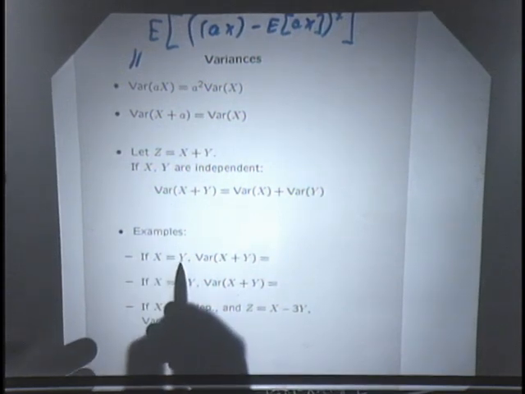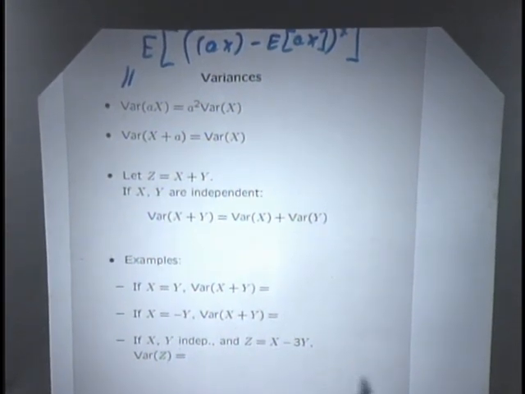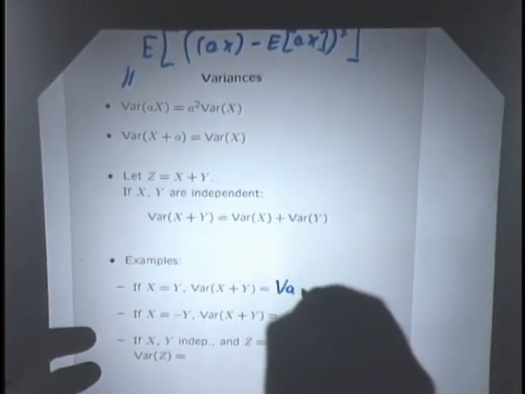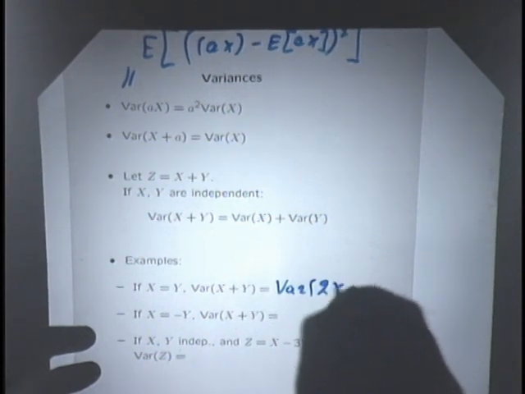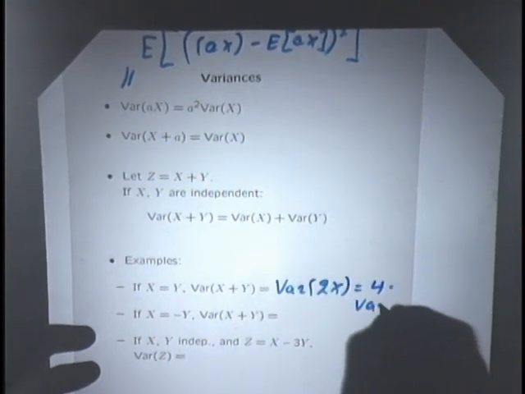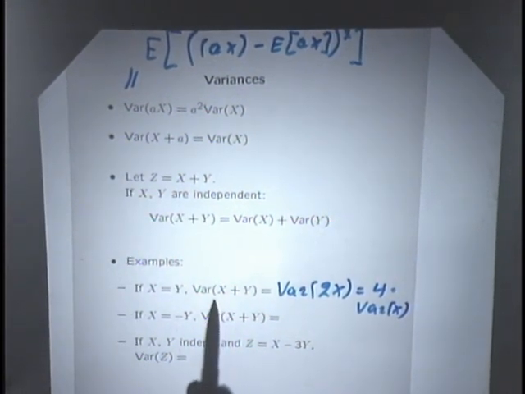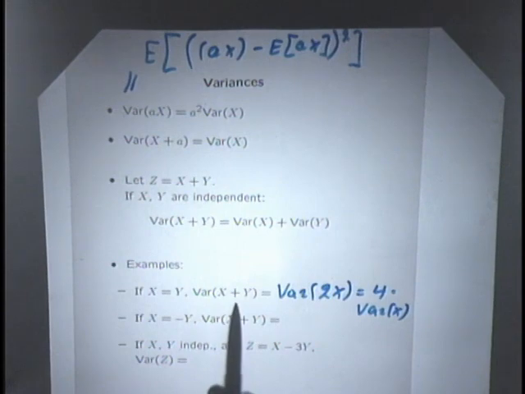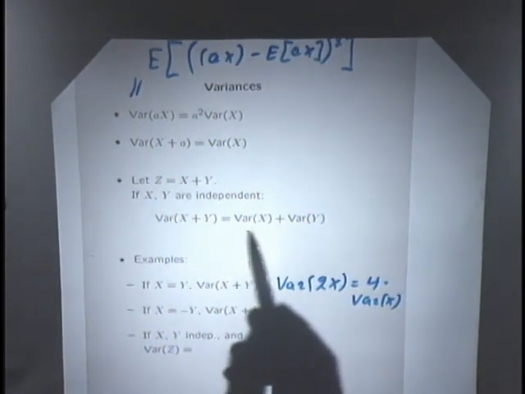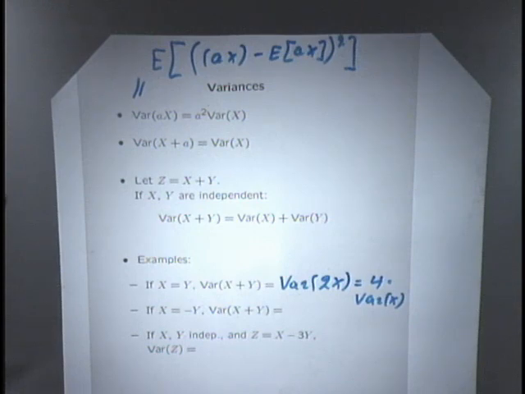Suppose that x is the same as y. What's going to be the variance of x plus y? Well, x plus y in this case is the same as 2x. So we're going to get 4 times the variance of x, which is different than the variance of x plus the variance of x. That expression would give us twice the variance of x, but actually now it's 4 times the variance of x.